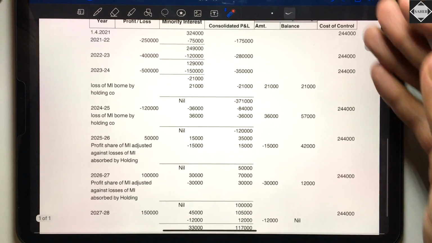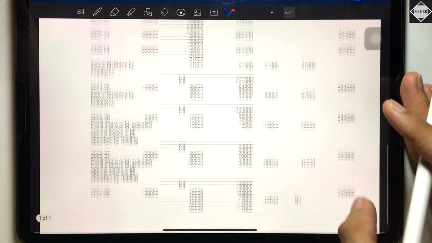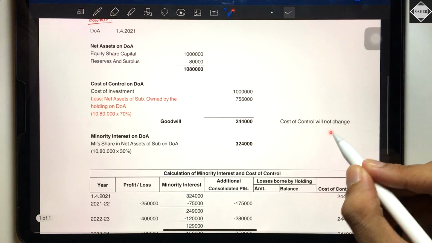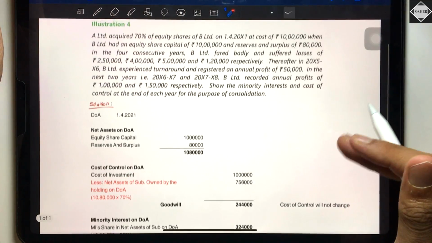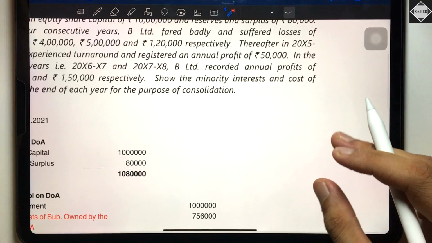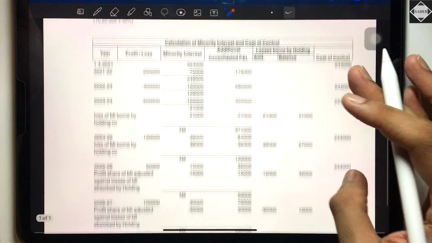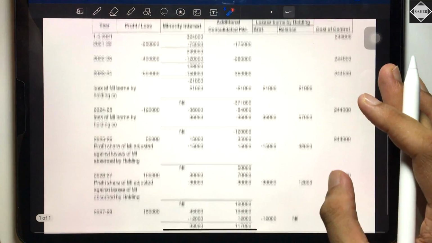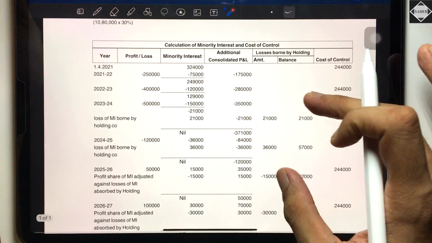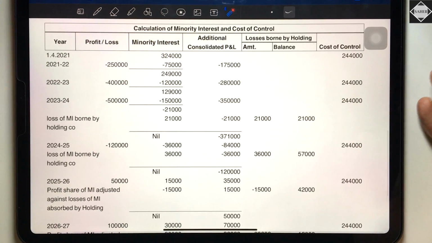It's not difficult. Cost of control is same only. It will not change, as I have explained you, right? It will not change. So that's all for this video. I hope you have understood. It's really simple and straightforward. There was nothing in this. It just looks complicated because it's a bit lengthy, and there is a bit of format over here, but actually it's really simple.